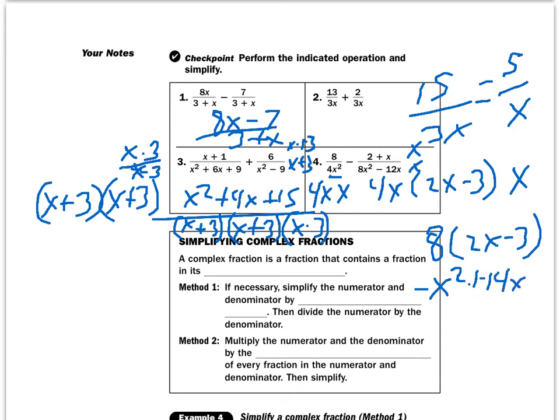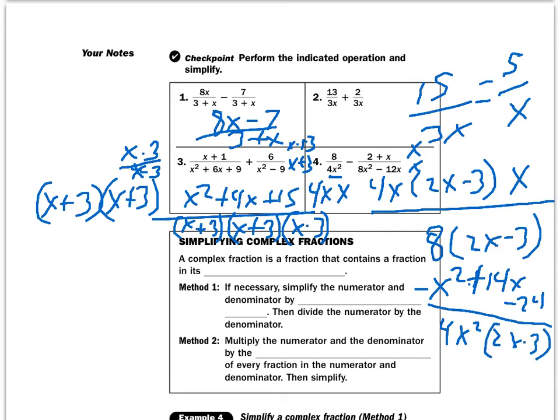And remember, if you didn't end up with this, you can always ask tomorrow in class. That's what the class is for. Minus 24 over, and what I would do is just this right here. Ends up being 4x squared times 2x minus 3. Sorry for that. Handwriting looks a little shaky there.